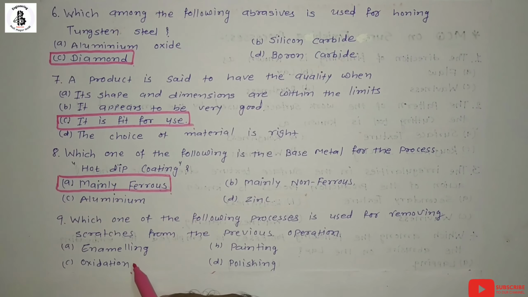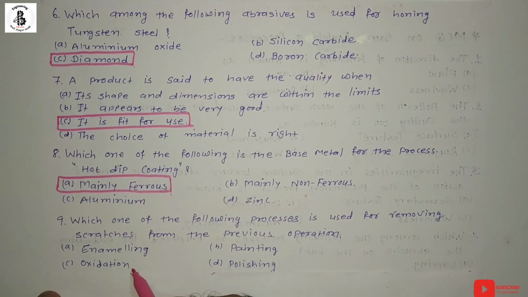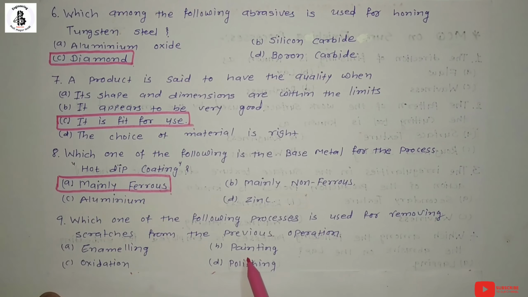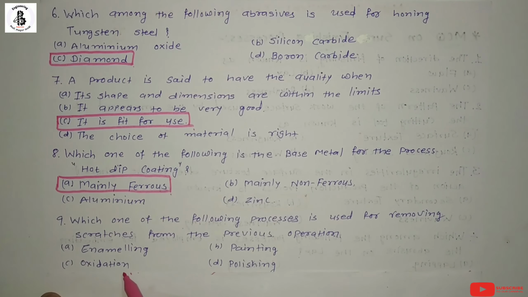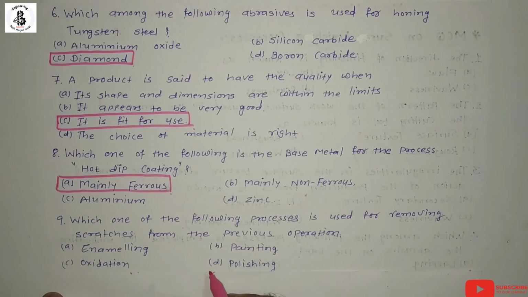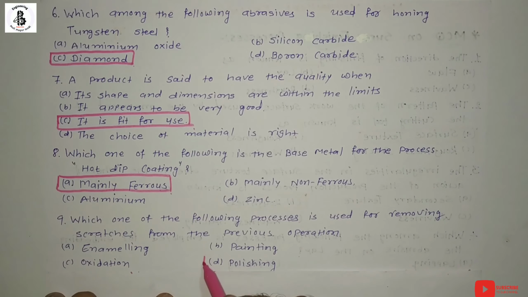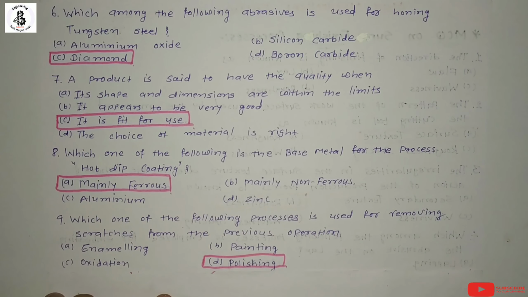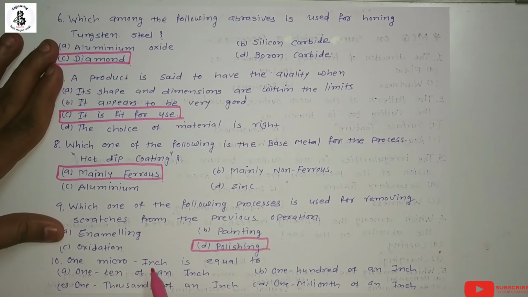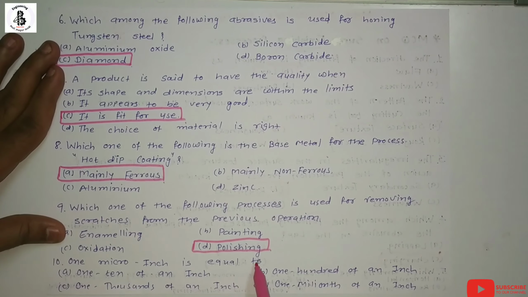The next, which one of the following process is used for removing scratches from the previous operations? Option A, enameling. Option B, painting. Option C, oxidation. And option D, polishing. Basically polishing is used for removing the scratches from the previous operations. So the polishing.